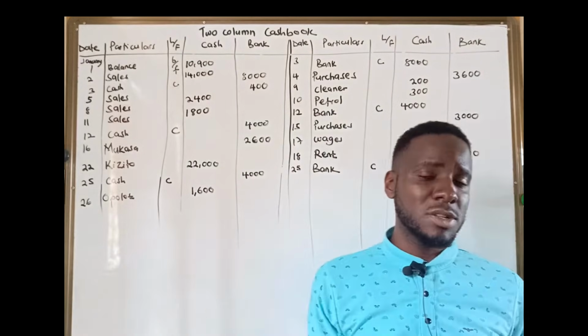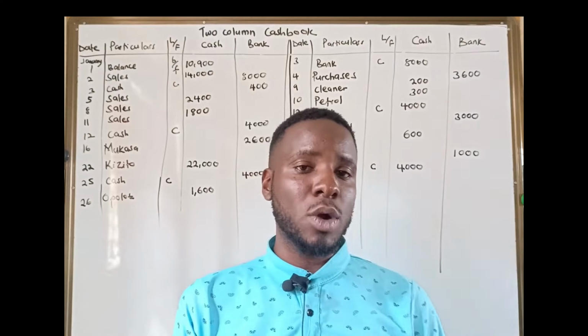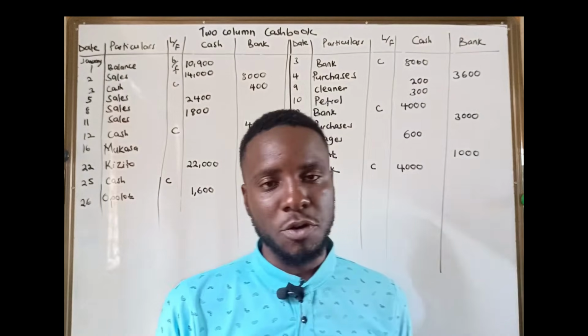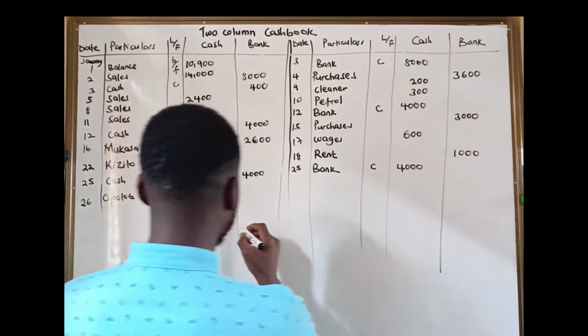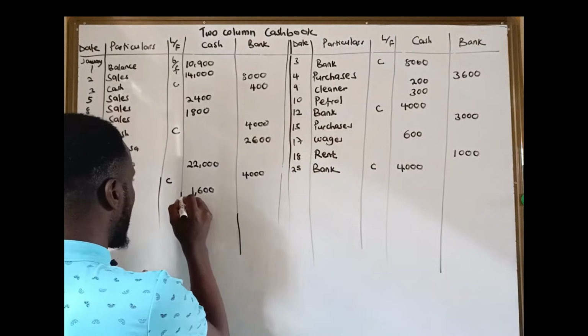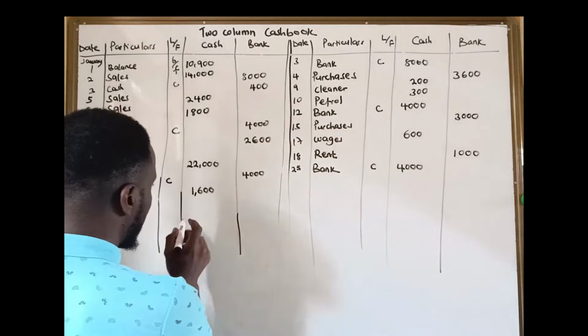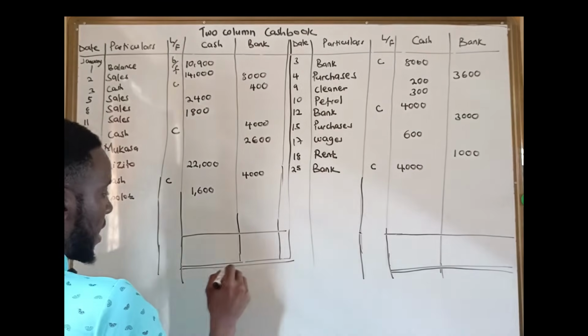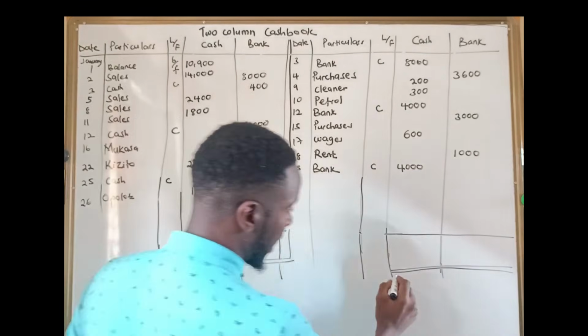Now, our transactions are done. We are going to look at the bit of balancing it off. So when we are balancing it off, this is what we do. And I know people have challenges here. So this is how we are going to balance off our cash book. And I want you to watch.